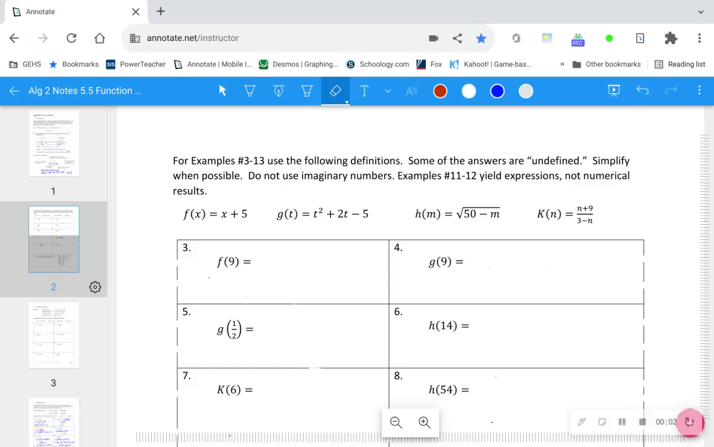Okay, welcome back to the 5.5 notes, and we're starting page 2.